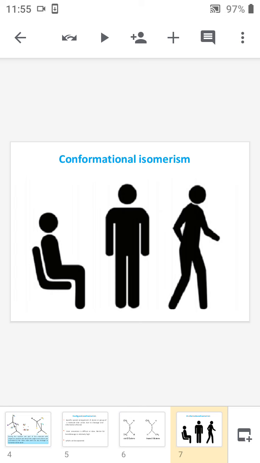There are only movements of the hands and legs during this motion, but the man is not changing and no part of the body is changing. The only difference is in the spatial arrangement or movements of the hand and the leg. So these are examples of conformational isomerism.